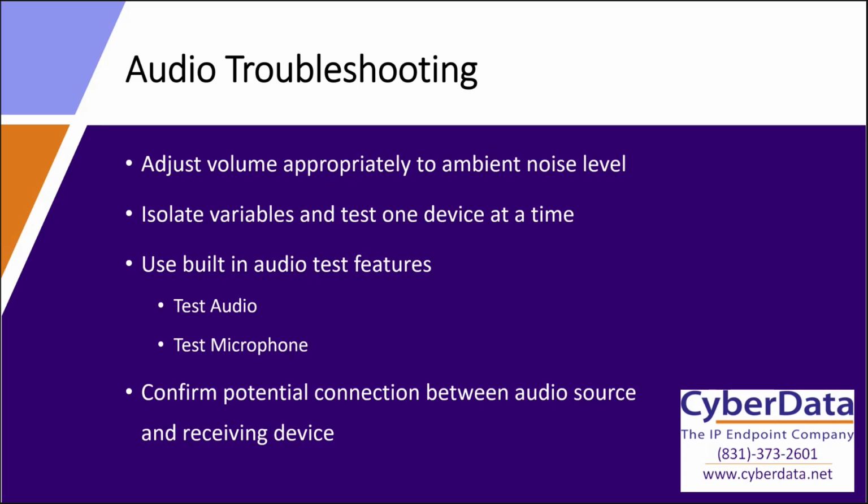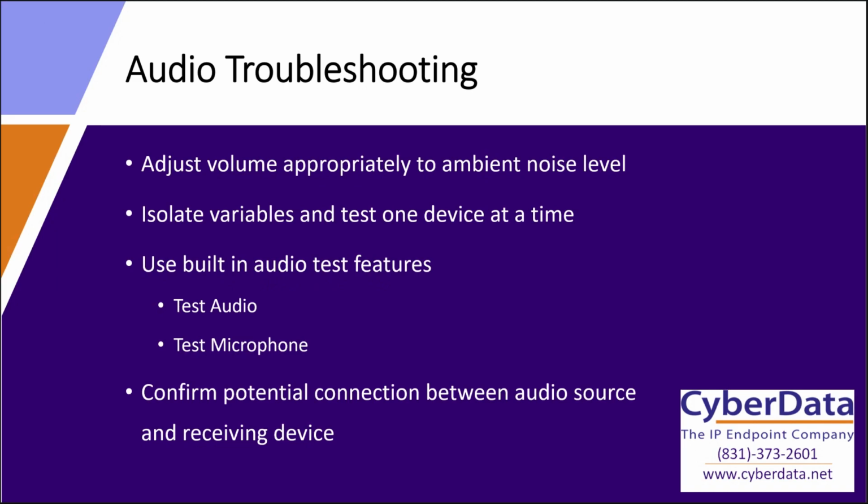So when you're dealing with audio troubleshooting, you want to, of course, adjust your volume level appropriately for the ambient noise level. Our general volume level of 4 is good for most scenarios, but if you're working in a high ambient noise level, say a manufacturing facility with a whole bunch of forklifts, or maybe air tools and different noise sources, you might want to increase that volume level.